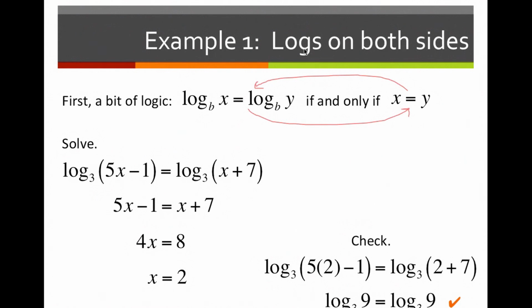Having logs on both sides is usually a pretty simple process. You're just going to take the two somethings that you're taking log of, set those two equal to each other, and solve from there.